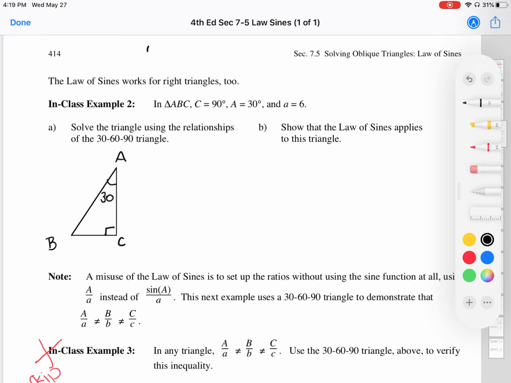Okay, do you remember your 30-60-90 proportions? The hypotenuse in terms of your 30-degree side is 2 times A, so that'd be 2 times 6, 12. And the side of the 60 degrees is your side of 30 degrees, which is A, times square root of 3. So this would be 6 square root of 3. All right, so we solved this triangle. Let's go ahead and solve it again using law of sines.